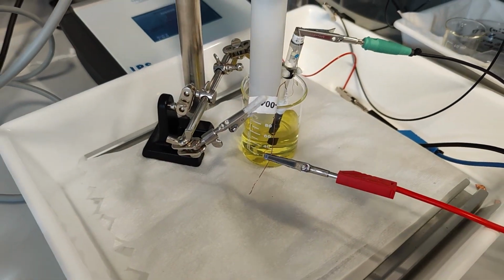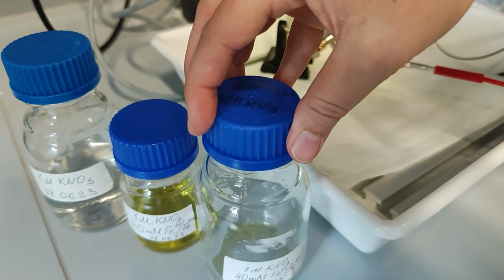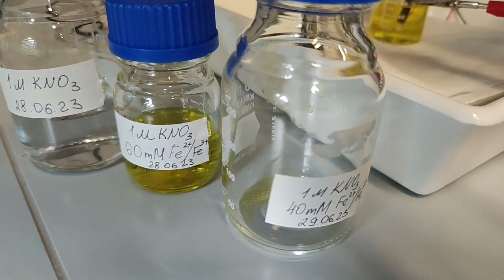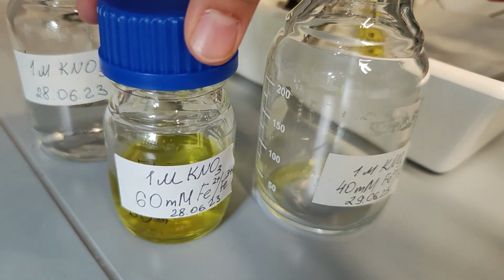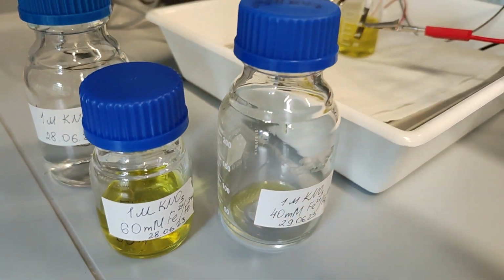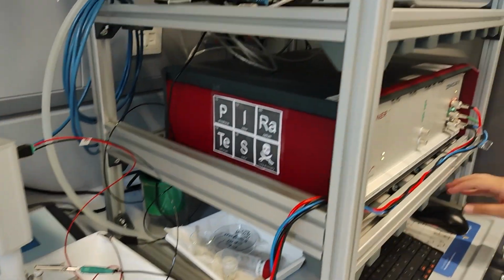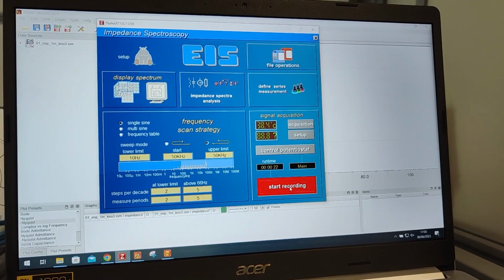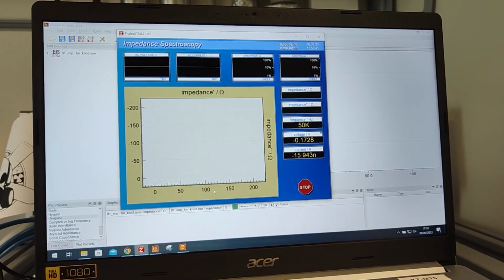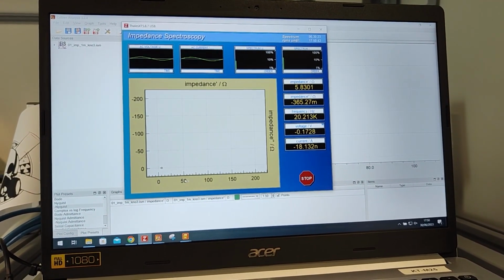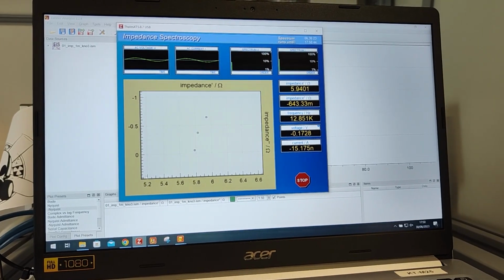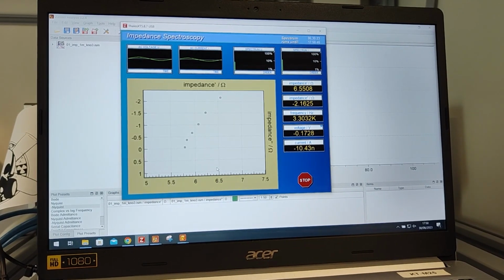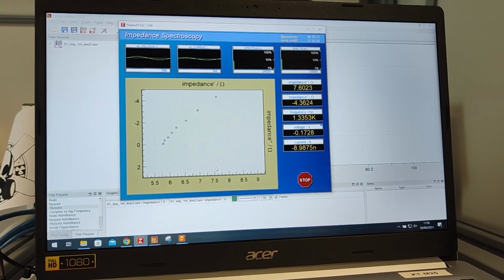Okay, I changed the solution, and right now we will use a solution with decreased concentration, 40 millimolar iron redox pair instead of 60, like we measured before. And let's do this impedance spectroscopy again. Right now here we again see the real part of the Nyquist plot and the imaginary part. And we are again in the high frequency range, and we see how it goes.